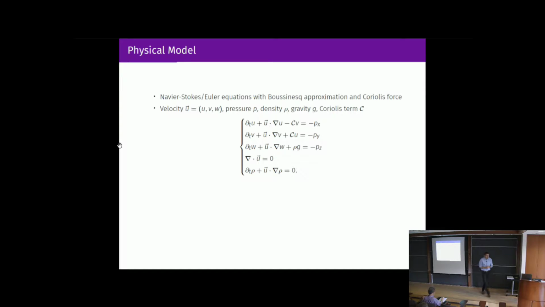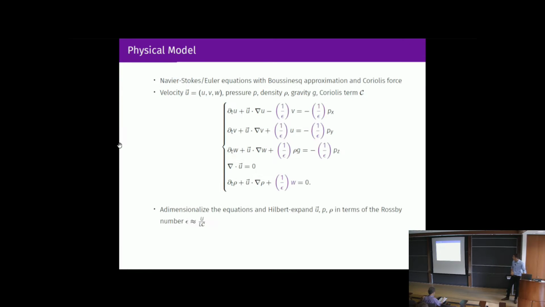Our method for pulling the quasi-geostrophic system out of Euler here will be to first adimensionalize the equations. So I picked a characteristic length and velocity scale. And the small parameter that appears is this parameter epsilon, which is called the Rossby number. And it's inversely proportional to the strength of the Coriolis force.